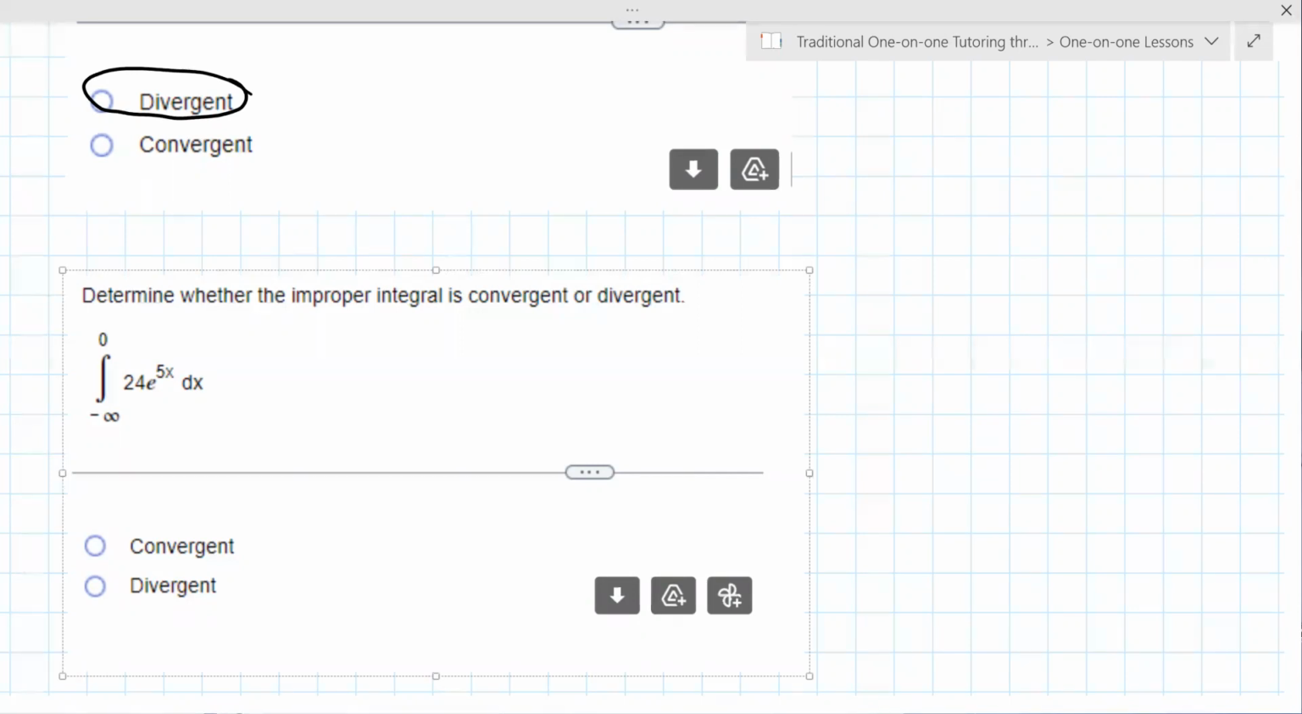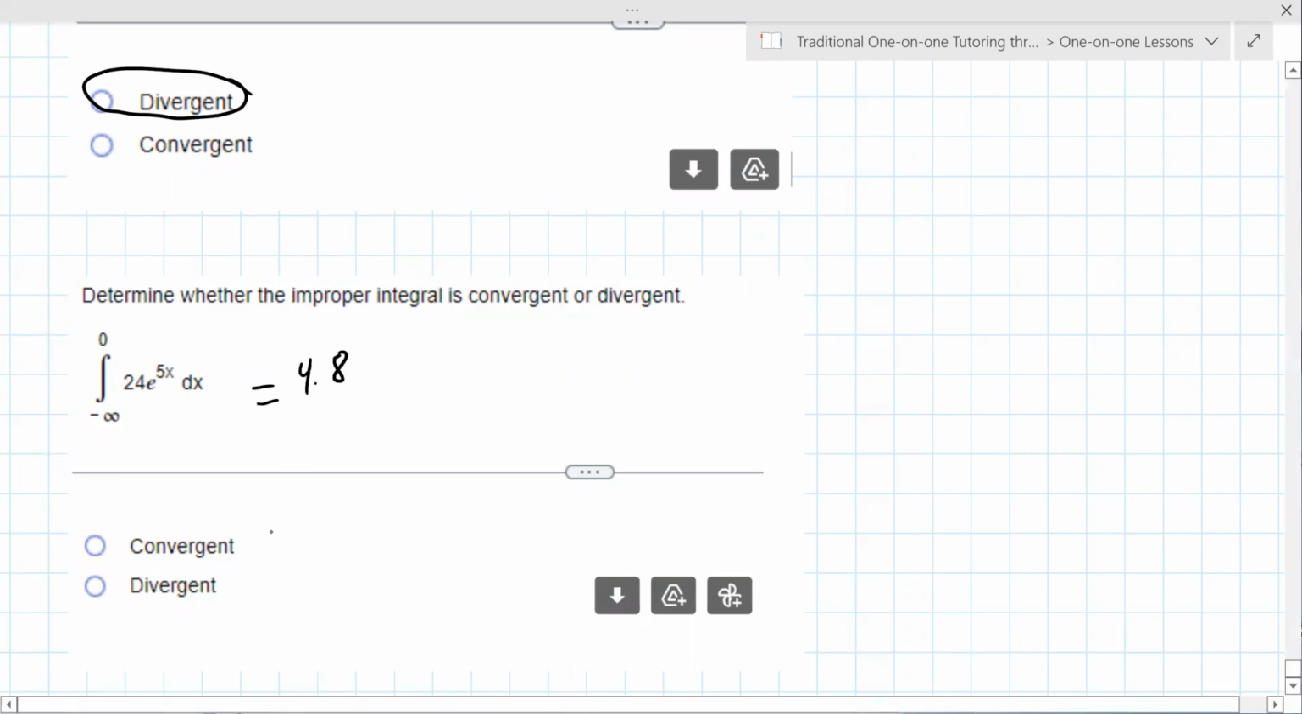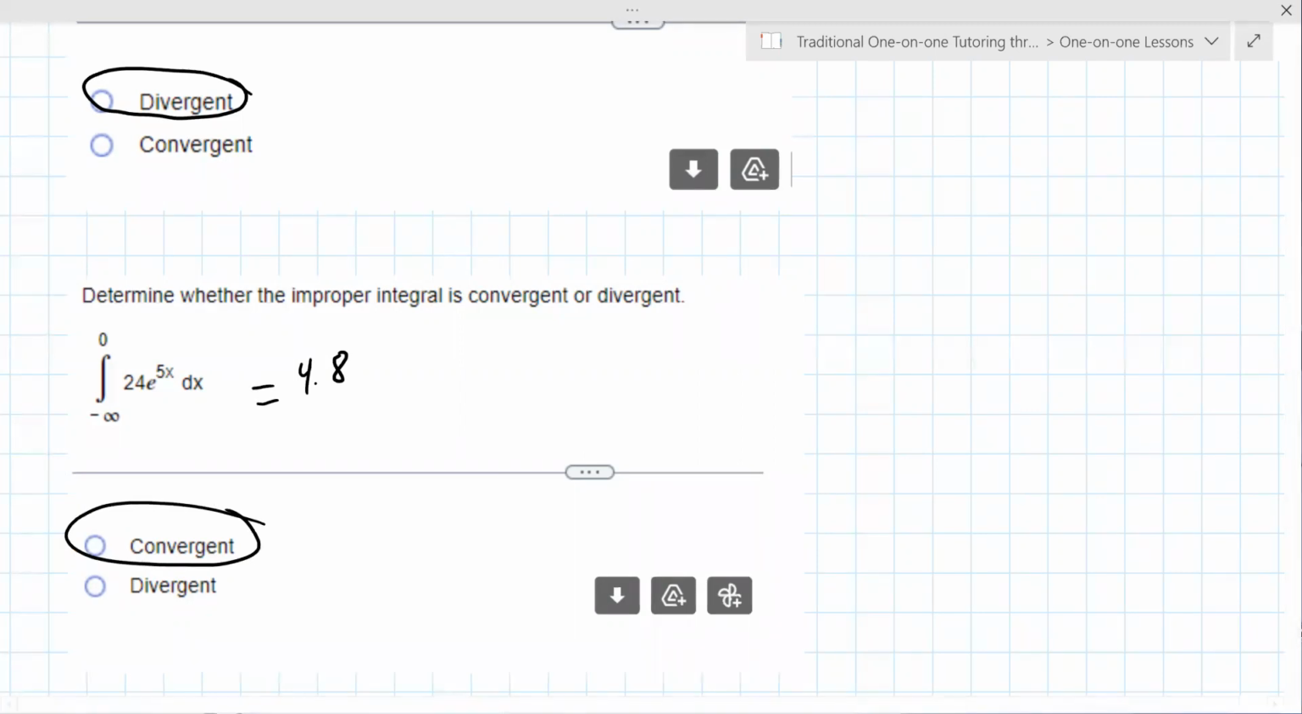So for this last one here, I believe it converges. I would like to confirm that with the calculator, although I'm pretty sure it converges. I'd bet a good amount of money on that. So let me do 24 e to the 5x. All right, so the nice thing is this actually equals 4.8, which we know converges. Nice thing is we don't have to check any of the answers for whether it's a fraction or decimal.